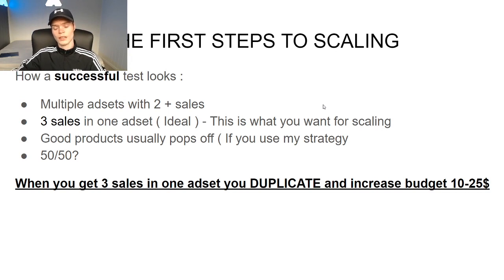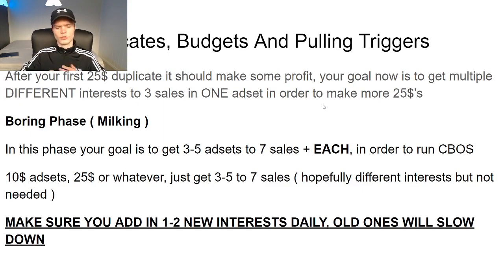because then you could duplicate it from $10 a day to $25. Just like I said down here, guys, when you get 3 sales in 1 ad set, you duplicate it and increase the budget from $10 to $25, and it will in almost every case pop off and do super well. I've honestly almost never seen it fail. And that is the first step to scaling, just duplicating from $10 a day to $25. If you're doing $5, you could duplicate from 5 to 10. So this is the beginning of scaling, guys. Duplicating budgets and pulling triggers. You've got to pull the triggers at the right time. It's super important on Facebook, okay? But after your first $25 duplicate, it should make some profit, like I say down here.